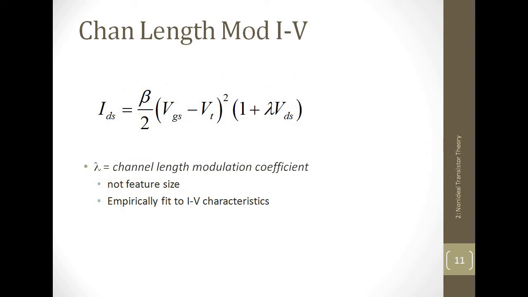Next is channel length modulation IV characteristics. As I said in the previous slide, the channel length L effective is changing. So the drain current ID is taken as beta by 2 times (VGS minus VT) whole squared times (1 plus lambda VDS), where lambda is the channel length modulation coefficient. Lambda does not depend on feature size; it is empirically fit to the IV characteristics.